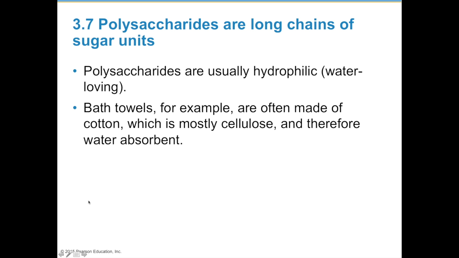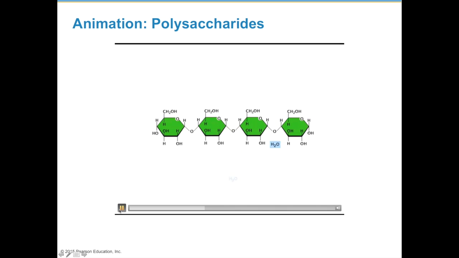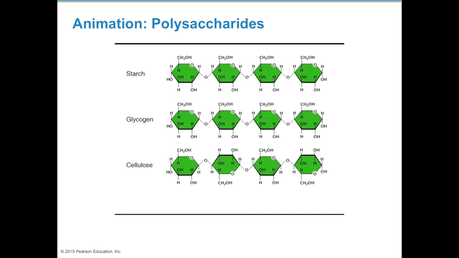All right, polysaccharides are usually hydrophilic, meaning water-loving. Let's give an example of why that's important. Let's think about bath towels for a minute. Bath towels are made of cotton. They're really good at drying you off and absorbing lots of water. The reason why is because they're mostly cellulose, therefore they're water absorbent. So take a look at this. Polysaccharides are polymers, long chains consisting of hundreds to thousands of linked monosaccharides.